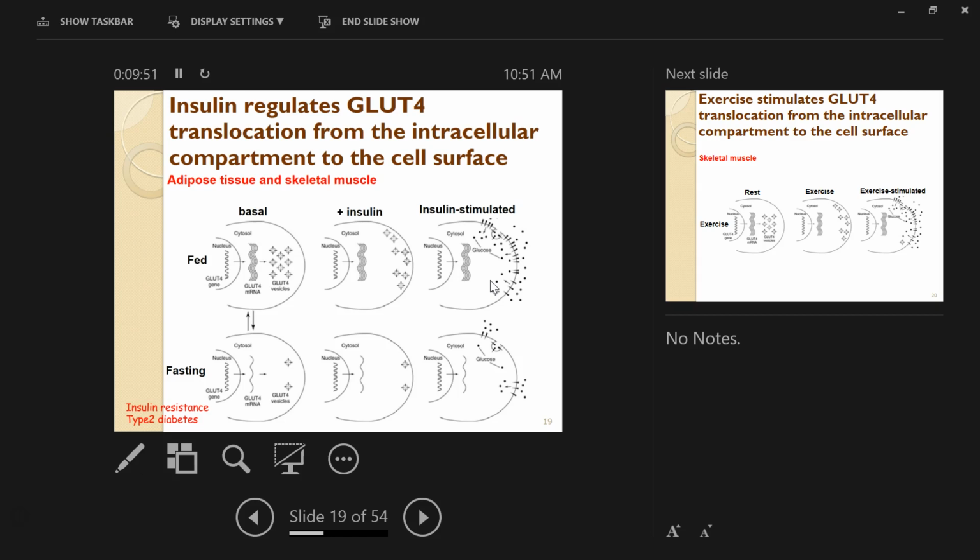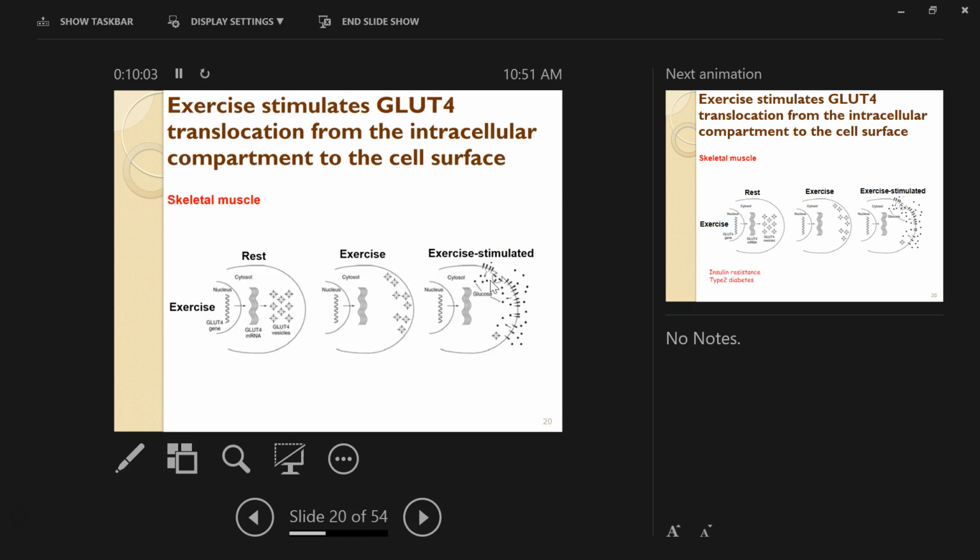Now I wanted to tell you the other important thing. The GLUT4 translocation to the cell surface, which you just described, is mostly regulated by insulin, right? Particularly in the fat cell and also muscle cells.